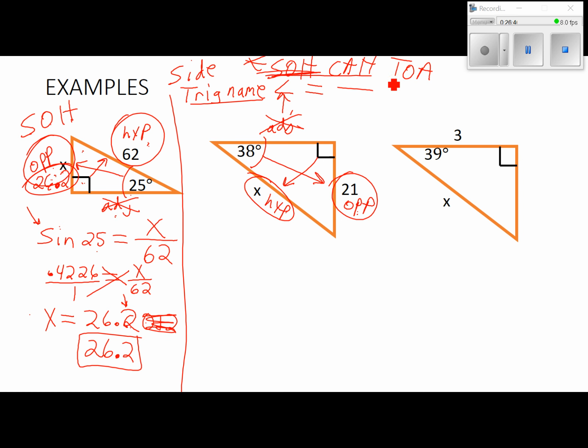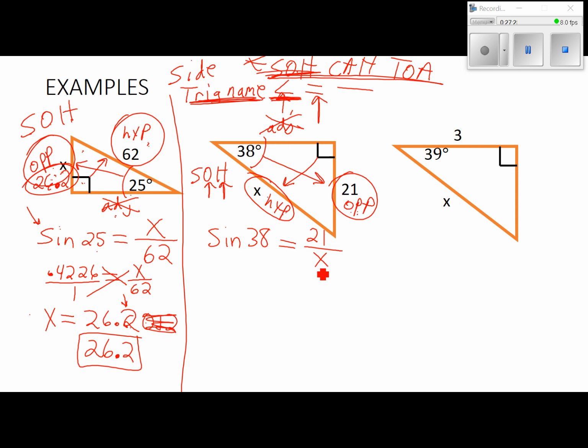Hypotenuse and opposite. We look back up here at our SOHCAHTOA. Opposite and hypotenuse is the sine again. So we do sine of our angle. When we're setting up our equation, the trig name, the angle, 38, then the equal sign, and then the fraction. Well, the fraction this time, since it's sine, the SO part, is the opposite over the hypotenuse. So the opposite leg, 21, over the hypotenuse, which is x.